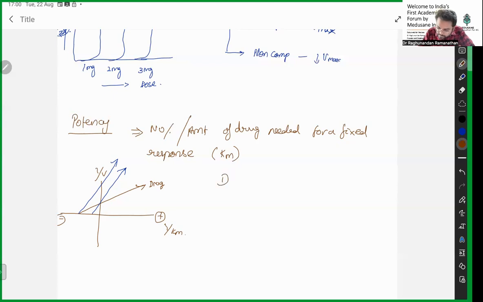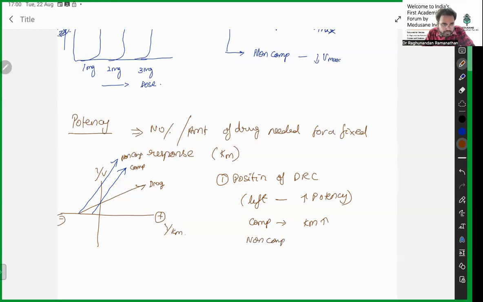Position in the DRC, drug response curve: left means increased potency. The more to the left it is, the more increased the potency. So in competitive antagonism, the Km is going to be increased, so it is going to be on the left. Whereas in non-competitive, I'll give you some examples so you understand. In non-competitive, Km is going to be decreased.